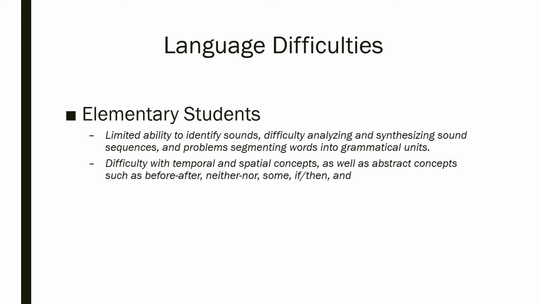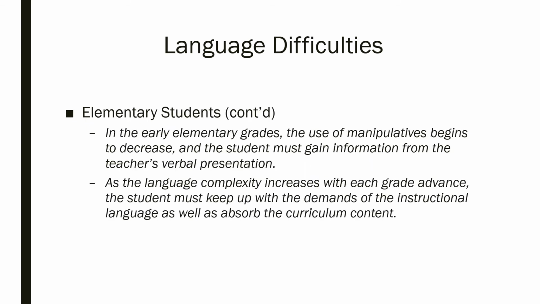So understanding relationships among numbers, objects, they might not understand before and after, so that could show up in narrative structure of a story. They might not be able to tell you the order that the story goes in. They also may have trouble with verbal presentation because there's less manipulation of objects and more listening to the teacher, and that can have serious consequences for students who have language difficulties, and they may fall behind.